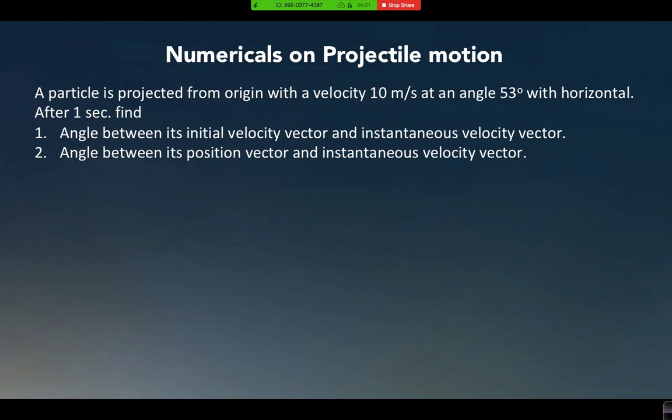It says a particle is projected from origin with a velocity 10 meter per second at angle 53 degree with horizontal. After 1 second, find the angle between its initial velocity vector and the instantaneous velocity vector. And number 2, the angle between its position vector and the instantaneous velocity vector.